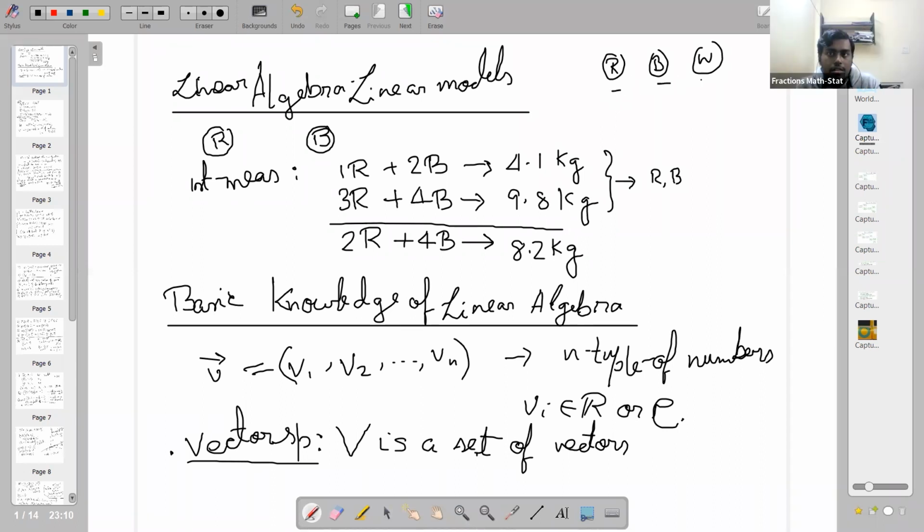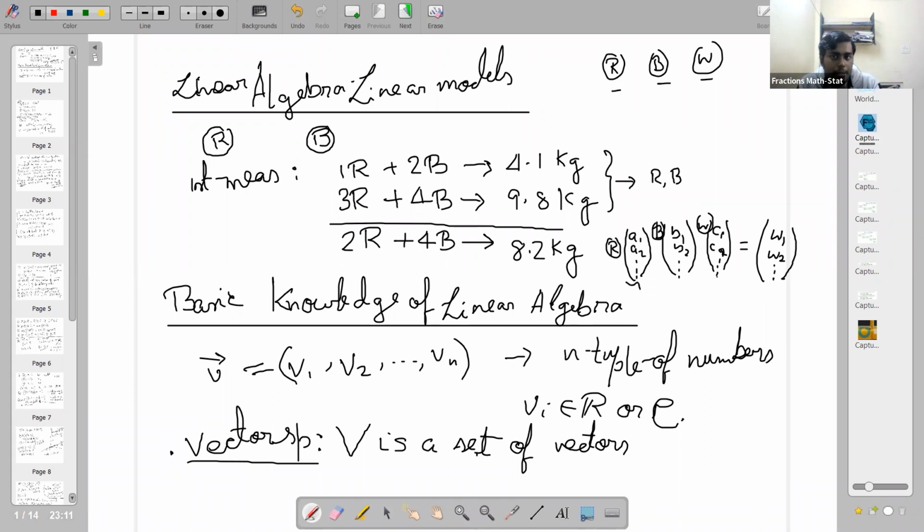Now, suppose you have three types of balls, and you take measurements. Suppose A1, A2, B1, B2, C1, C2. These are the measurements. These are the coefficients of the red ball, these are the coefficients of the blue ball, and these are the coefficients of the white ball. You first take A1 red balls, B1 blue balls, and C1 white balls, and you get weight W1. Then you take A2 red balls, B2 blue balls, C2 white balls, and get weight W2, and so on.